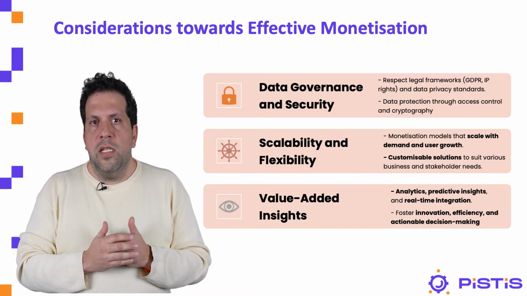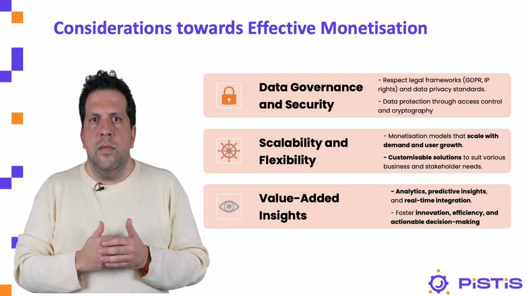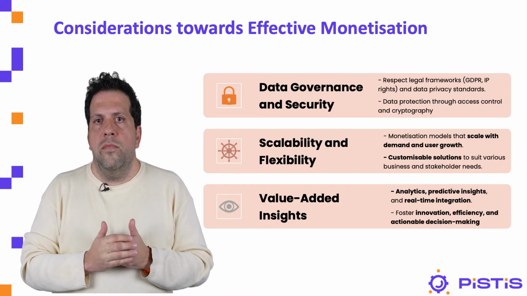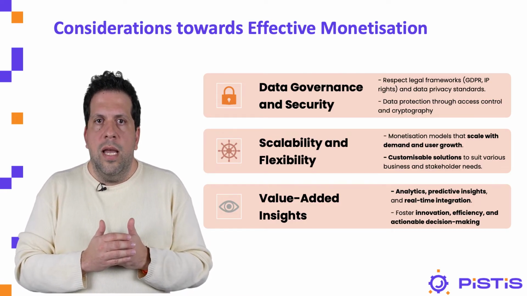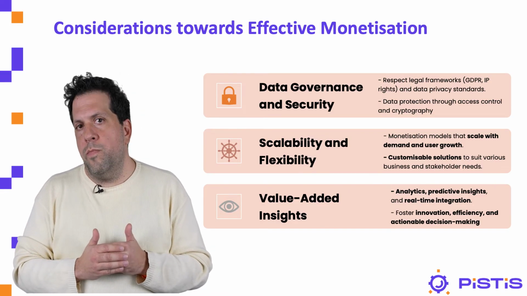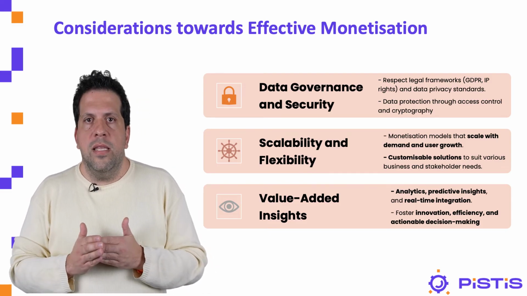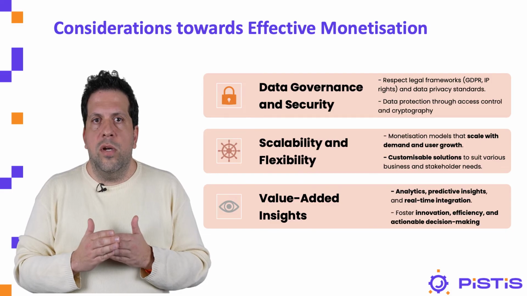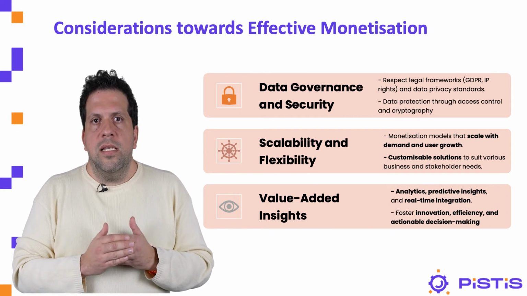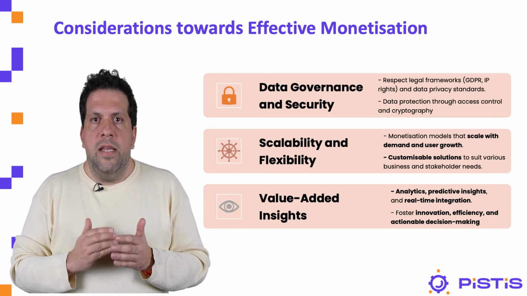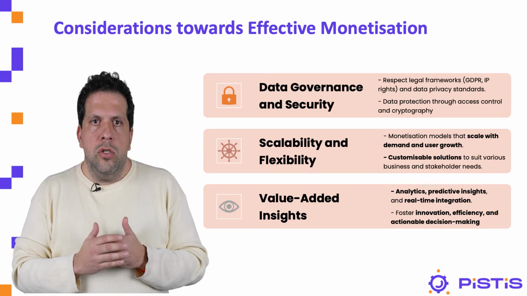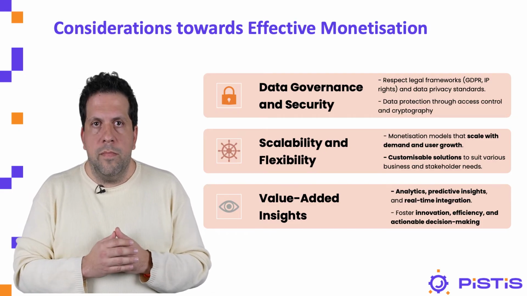Monetization shall consider various aspects at strategic level so that the envisaged benefits are realized. At data governance and security level, it is important for such platforms to strictly adhere to legal frameworks and data privacy standards, while robust access control and encryption should be in place to ensure data protection. When it comes to the operation of the platform, it should be scalable and flexible to address the changing conditions and keep up with the growth of the market. As such, it is essential to choose monetization models that scale with demand and user growth, and also prioritize customizable solutions to suit various business and stakeholder needs.